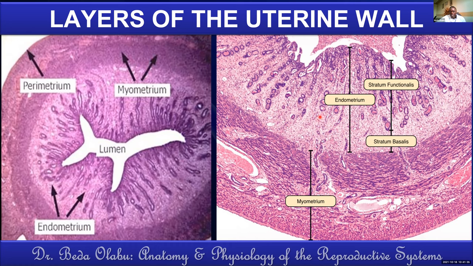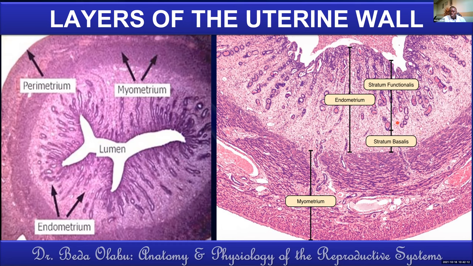The innermost layer of the uterus is the endometrium, which has two zones. The stratum basalis is the one that contains the radial arteries and the straight arteries branching within it. And the stratum functionalis contains several glands, and it's also the one that contains the spiral arteries, the arteries that were highly coiling. When a woman menstruates, the stratum functionalis is the one that sheds off, and the stratum basalis remains.